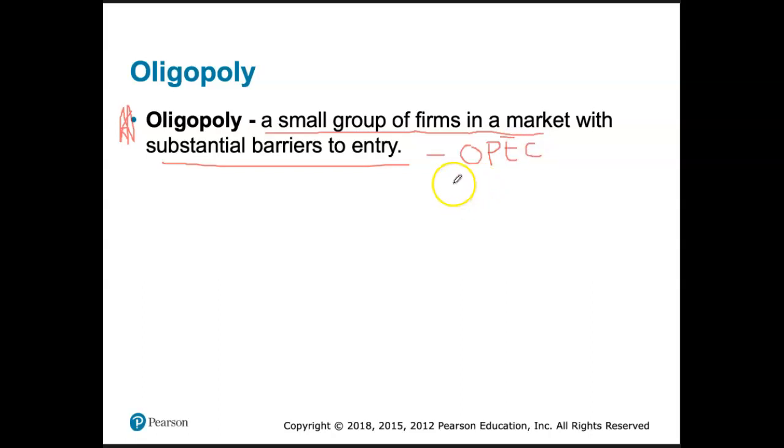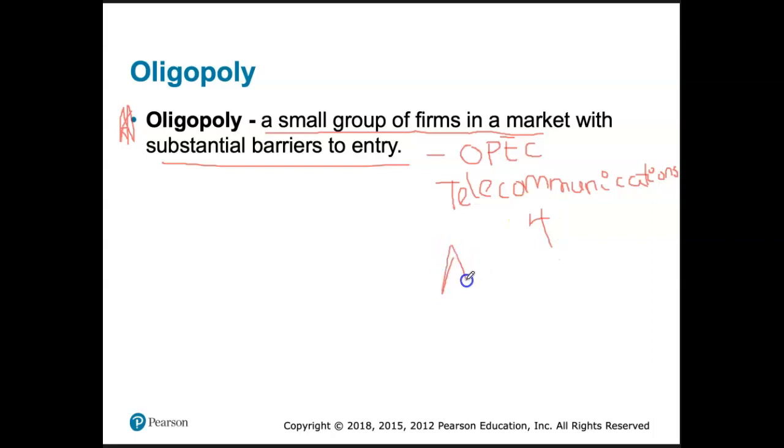Another example is basically the telecommunications industry. Telecommunications is really long to spell. So, the telecommunications industry: we have AT&T, we have Verizon, we have Sprint, and we have T-Mobile. Essentially, we have only 4 companies, okay?